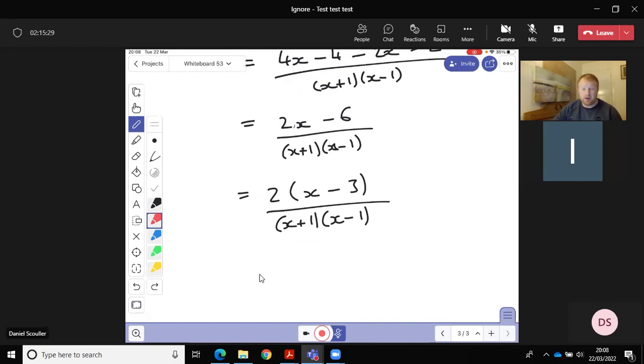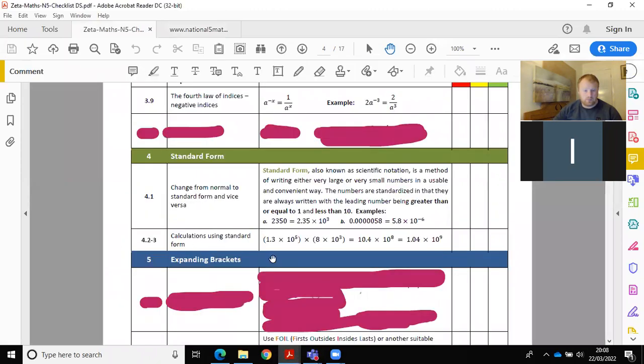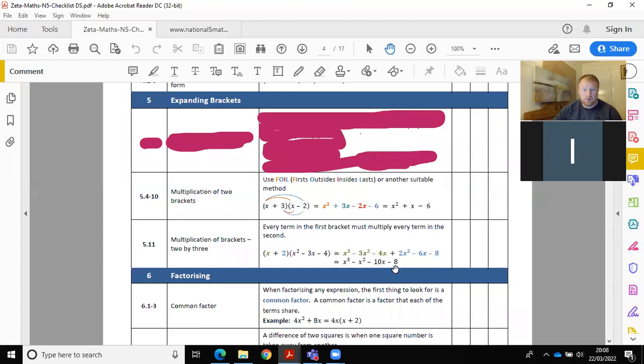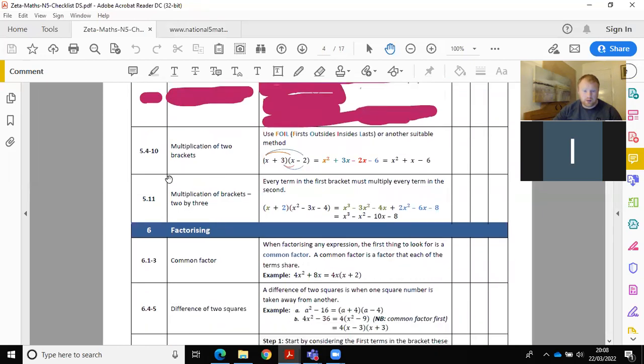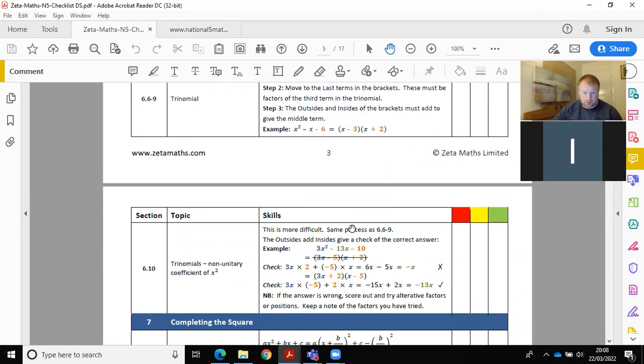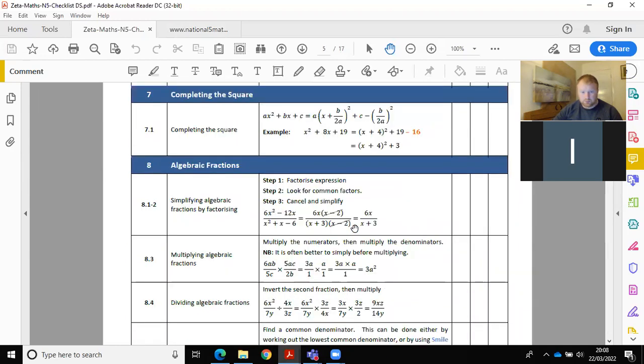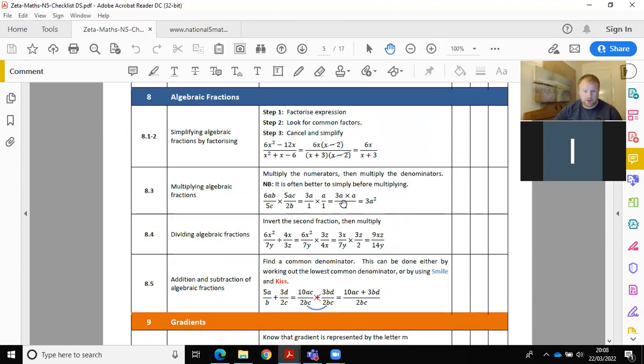Happy with that, algebraic fractions? Okay. Just showing what we've just done. So we did a bit of FOIL, we did a bit of 5.11, done a bit of factorising. And then your algebraic fractions. So all your section 8 stuff. None of that's been removed, so all that's in. That's what we've just worked through this year.